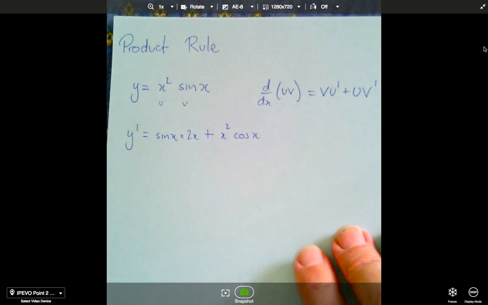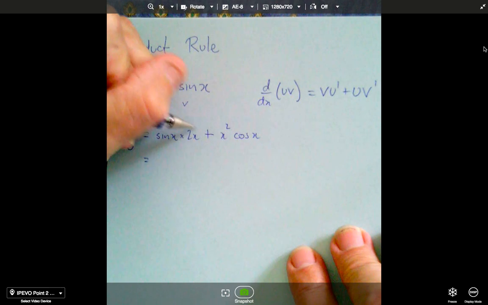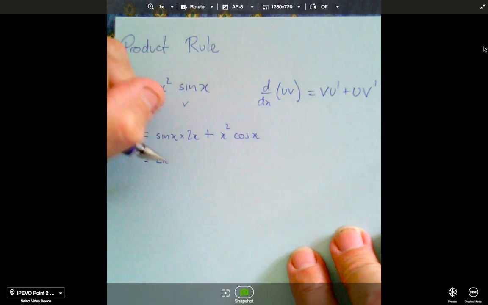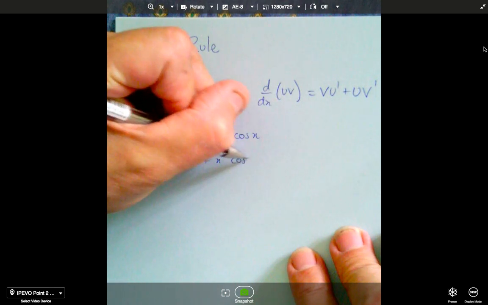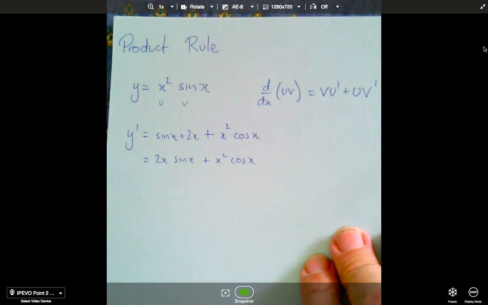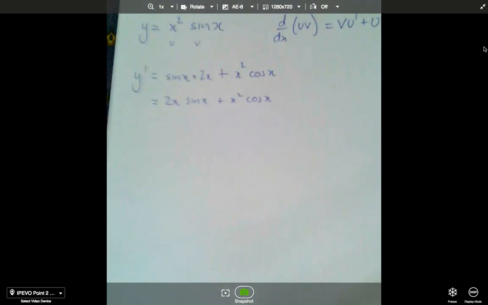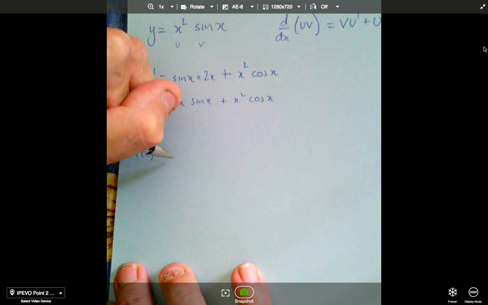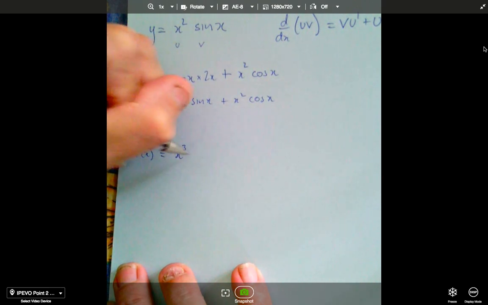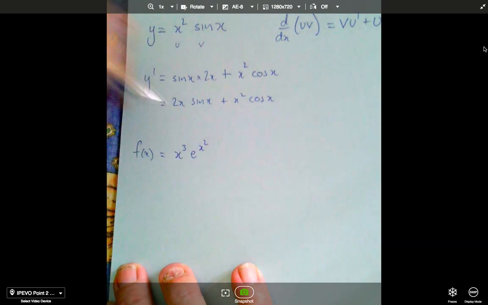Now, it looks difficult, and we probably should write this so we don't get it mixed up. This becomes 2x sine x plus x squared cos x. Okay. If we had a different product rule, maybe f of x equals x cubed e to the x squared.